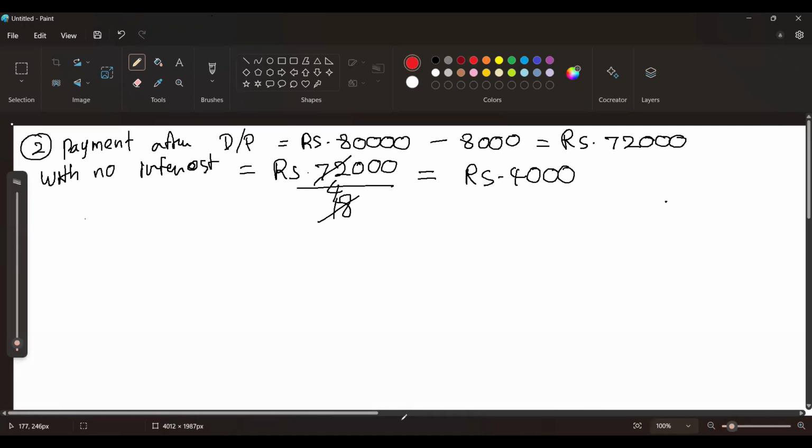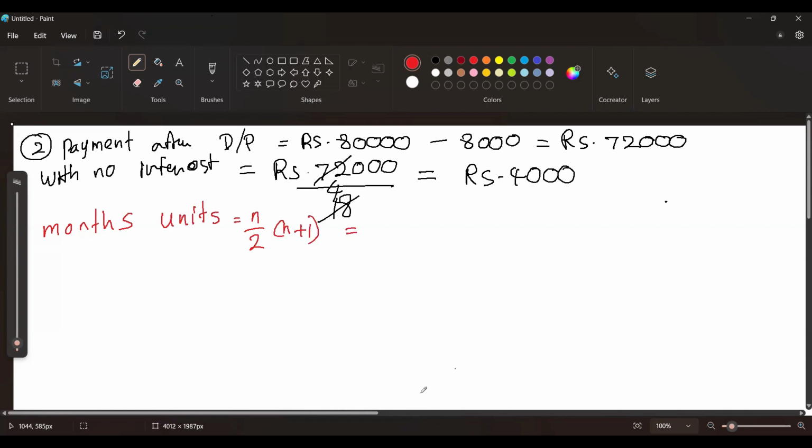Additionally, when we are doing questions regarding the reducing balance, you have to find the month units. It is not the installments, you have to find the number of month units. The number of month units should be given by the equation n over 2 times (n plus 1).